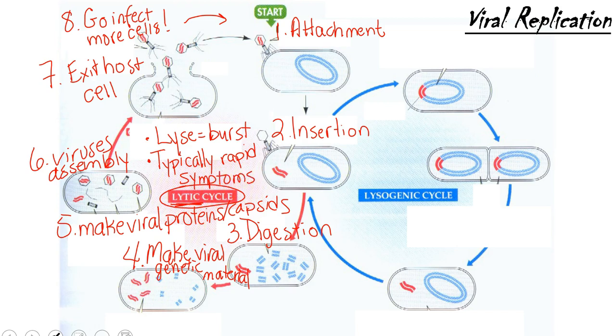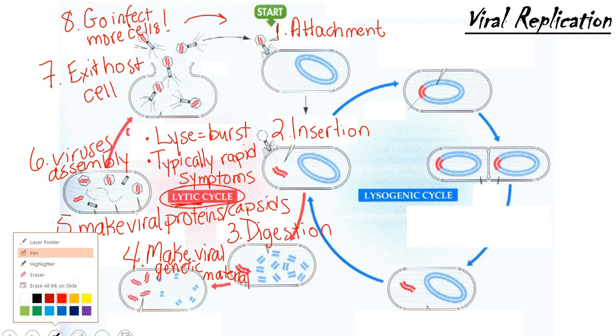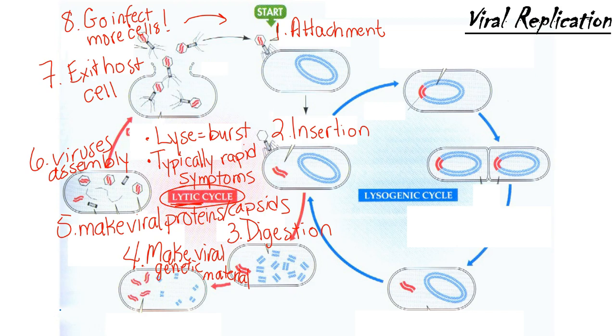But the lytic virus isn't our only option for cellular reproduction. We're going to now take a look at the lysogenic cycle. The lysogenic cycle is kind of like a detour in the middle of the lytic cycle. The lysogenic cycle starts the same way. It starts with the virus attaching and inserting its genetic material. But then it takes this detour, and after the genetic material is inserted into the host, the viral DNA actually becomes part of the host DNA.